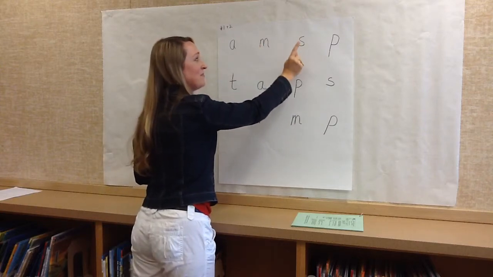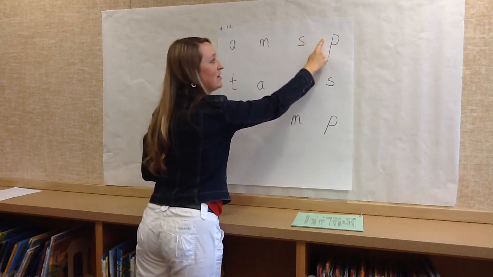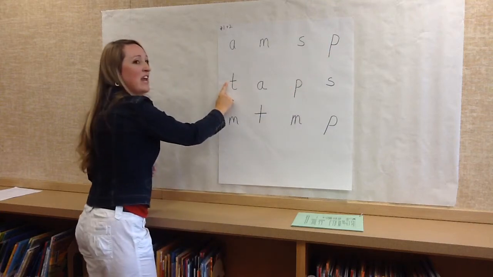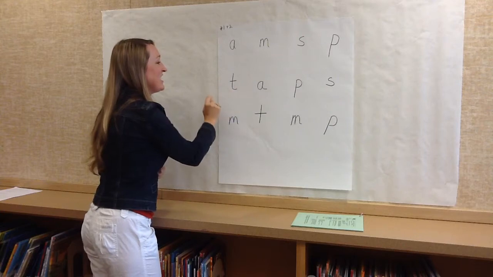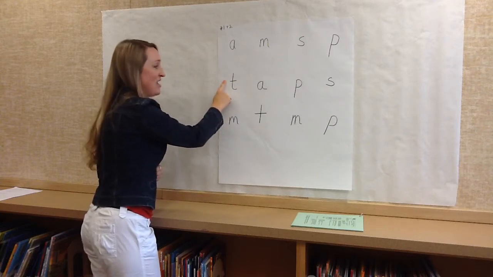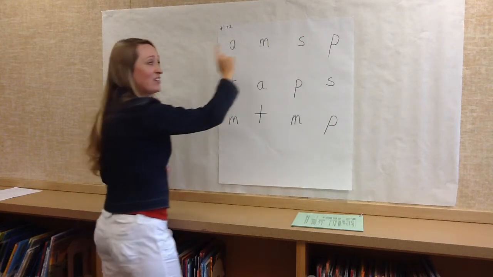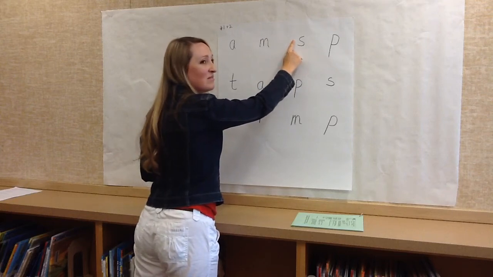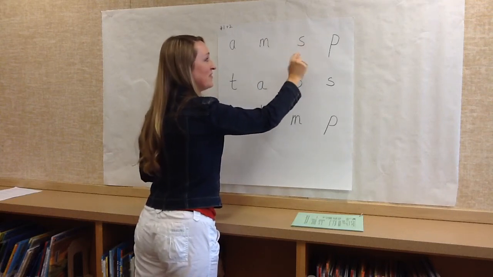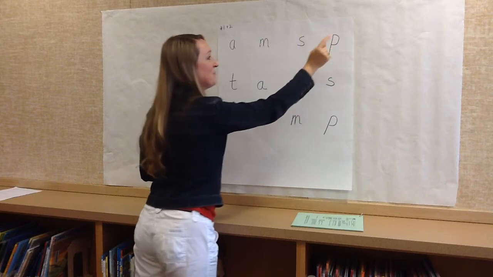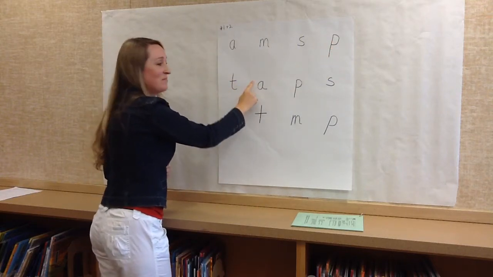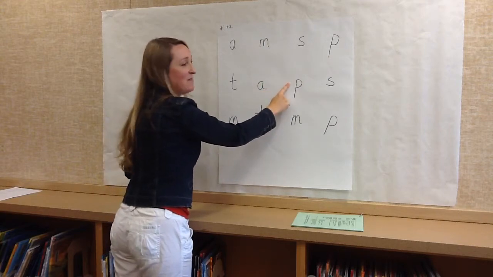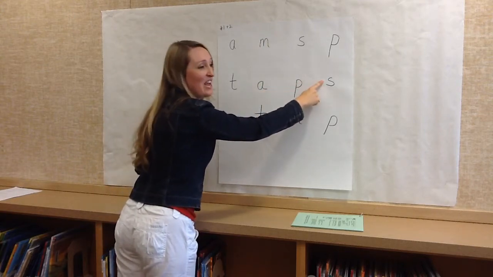Name, S. Name, P. Name, A. My turn. Name, T. Your turn. Name, T. I'm going to go back to name, S. Name, P. Name, T. Name, A. Name, P. Name, S.